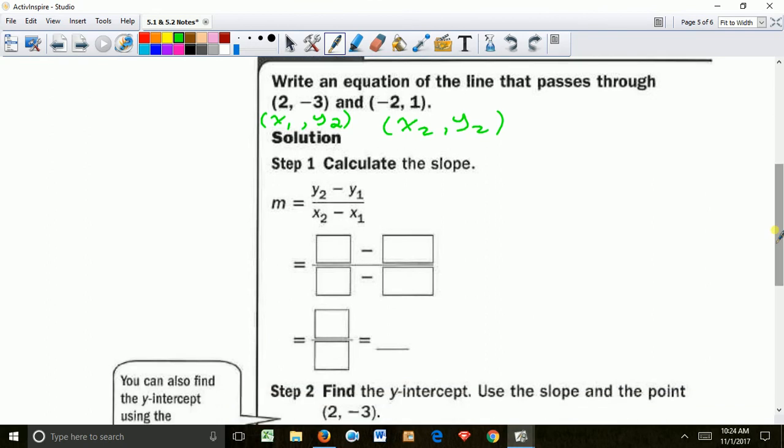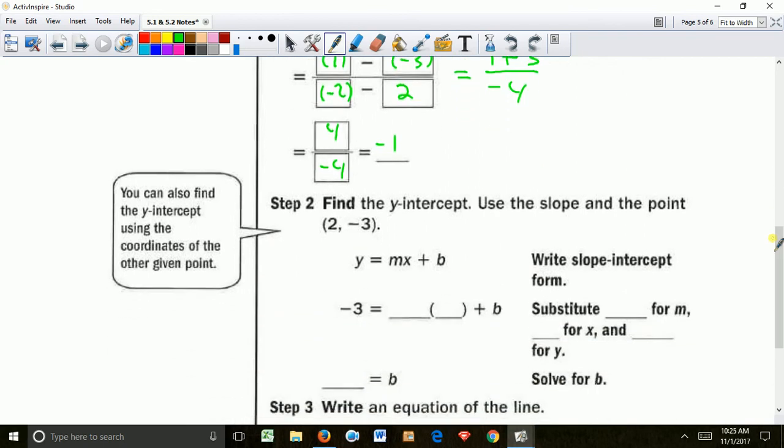Next step, you calculate the slope. In this case, you're going to get 1 minus negative 3, divided by negative 2 minus 2. If you simplify this, subtracting a negative is the same as adding, so you get 1 plus 3, divided by negative 2 minus 2, which is negative 4. So you're taking 1 plus 3, which is 4, dividing that by negative 4, and you get negative 1.